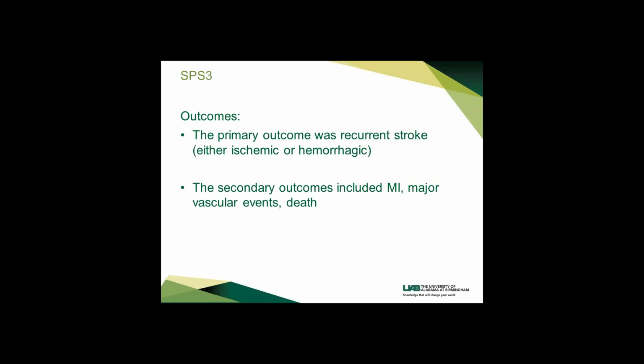Okay, so in SPS3, the primary outcome was recurrent stroke, and that was either hemorrhagic or ischemic. It was a composite. And secondary outcomes included MI, major vascular events, which was a composite of MI, stroke, and vascular deaths, and then death. This was an interesting study because, again, I'm going to get way off topic with this one because I know it so well. I've lived it for a long time. So treating with clopidogrel and aspirin is known to increase the risk of hemorrhage. So while hemorrhagic stroke was a primary outcome, it was also one of our safety outcomes in this study.